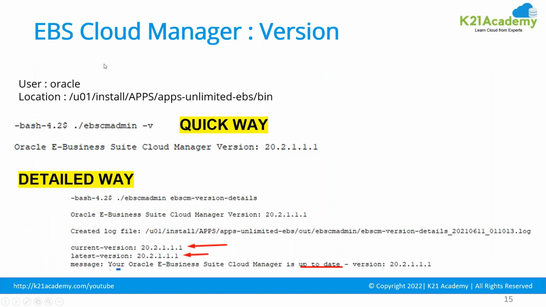Right, so if you want to know the current version, there are two ways. One is to directly run EBS CM admin -v and it is going to give you the version, or you can use the version details as a parameter, and it will give you the current version and the latest version. With the message, it is going to tell you that your Cloud Manager is up to date.